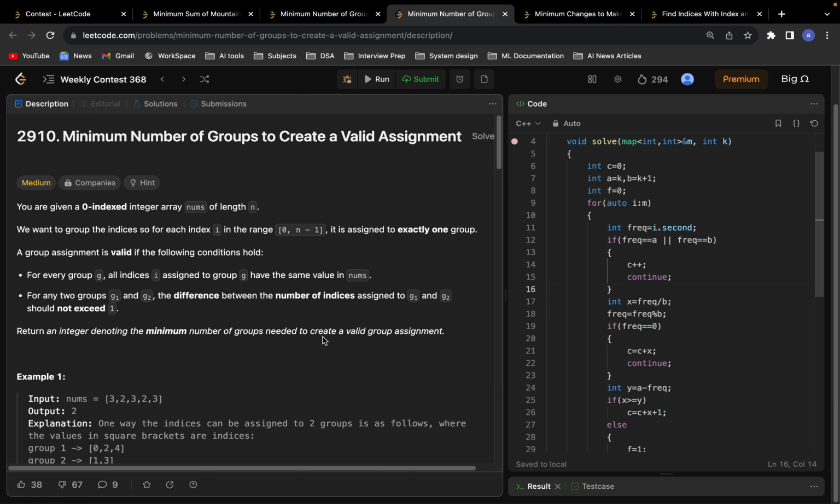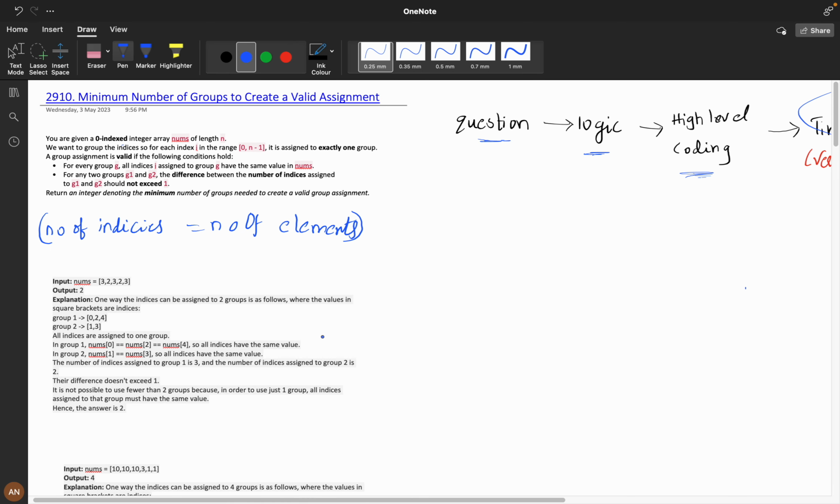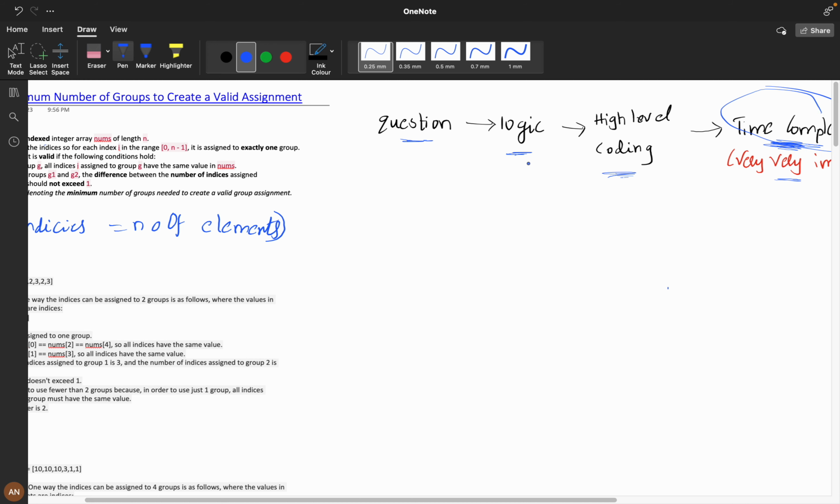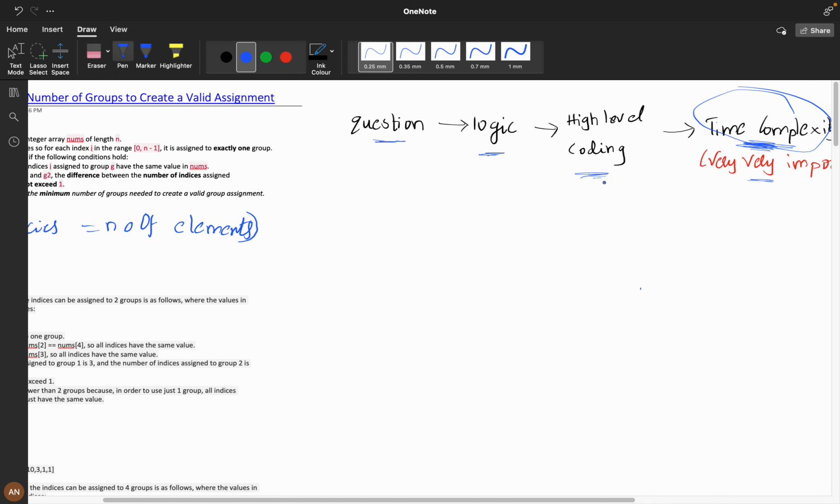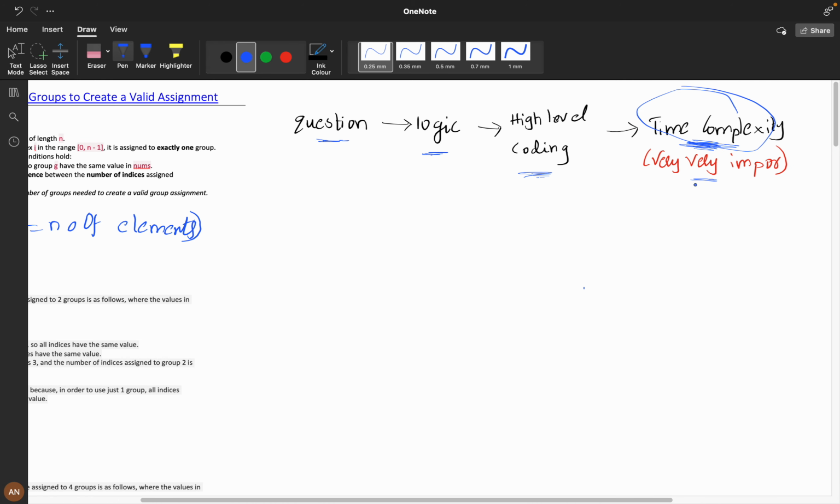So today let's solve this problem, minimum number of groups to create a valid assignment from weekly contest 368. For a better experience, you can switch the playback speed. First we will understand the question, then we will build the logic, then we will see the high level of the coding and the time complexity.